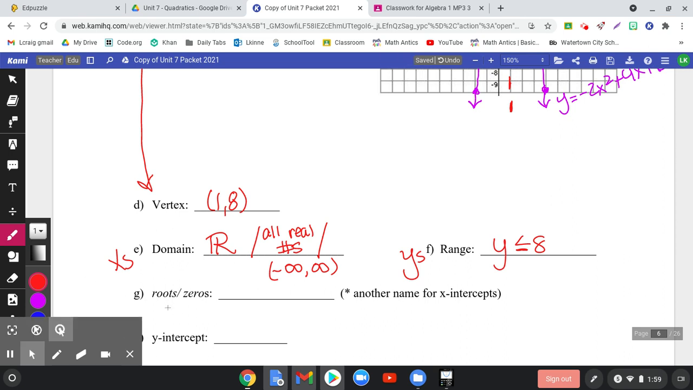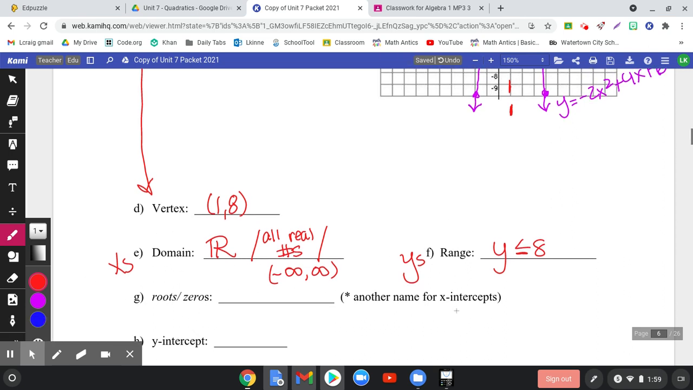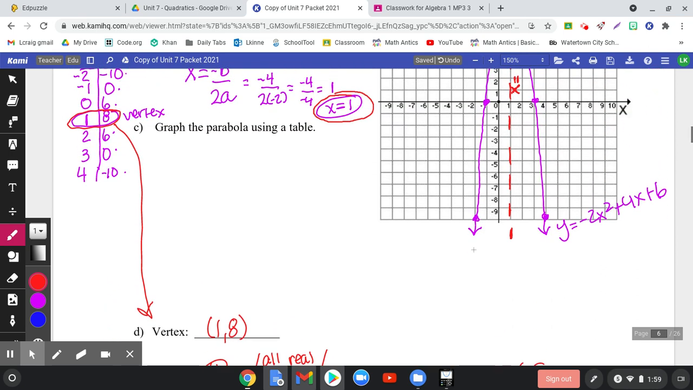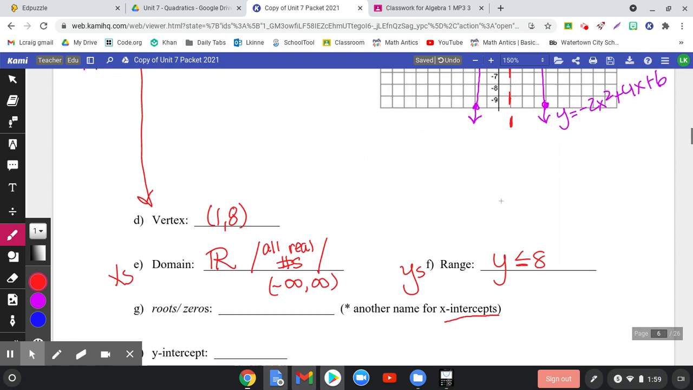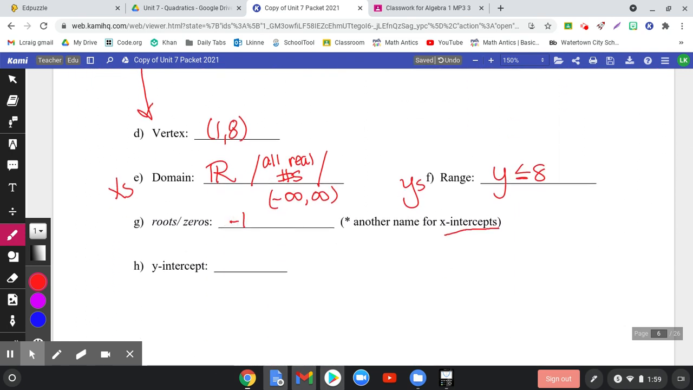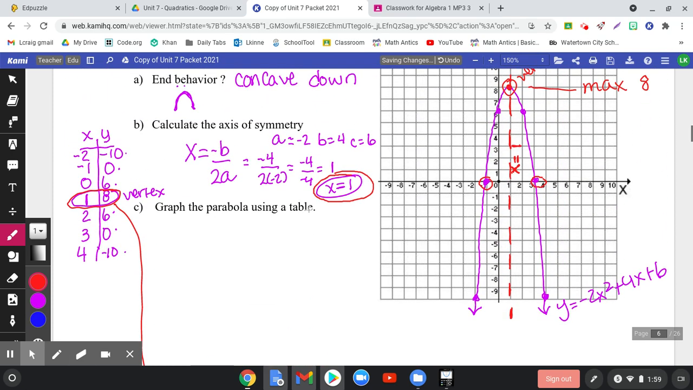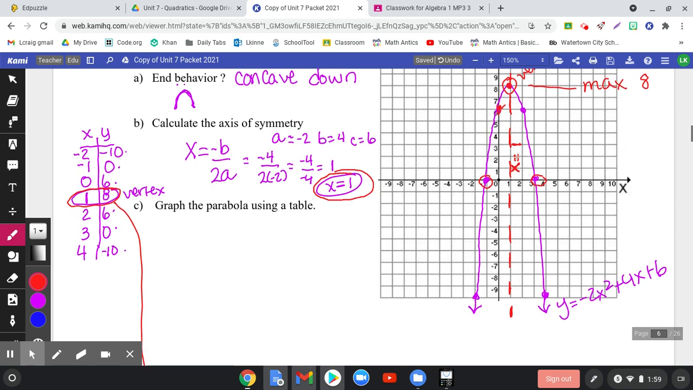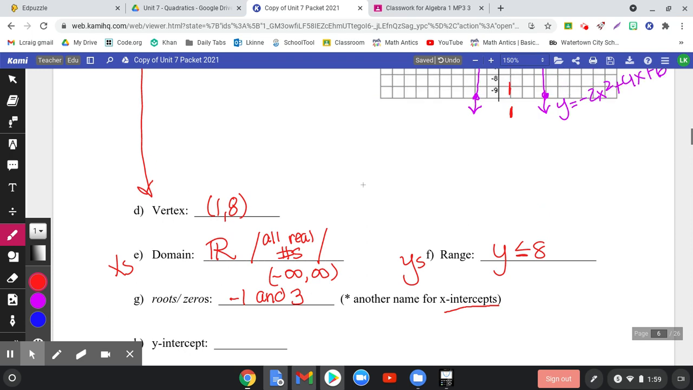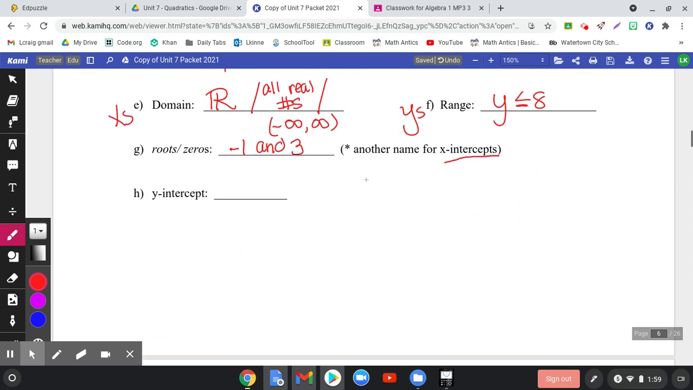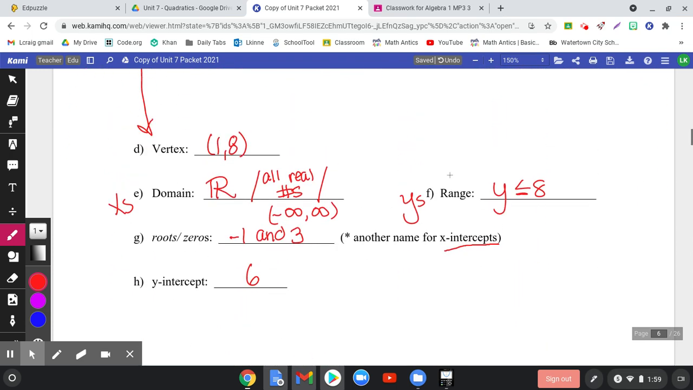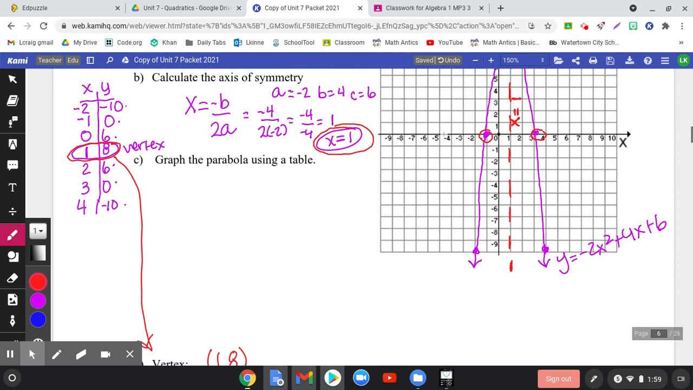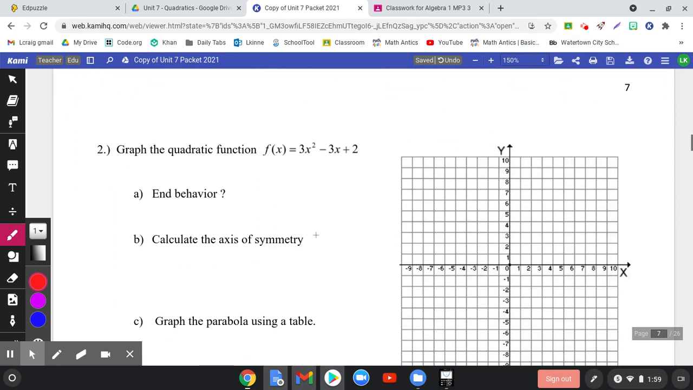Okay? Your roots are your zeros. Remember, that's another name for your x-intercepts. Where is it hitting the x-axis? Right here, negative 1 and 3. And your y-intercept, that's easy. Where does it hit the y-axis? Right here at 6. Okay, so get used to using those parts. You're going to need to know how to find each of those.